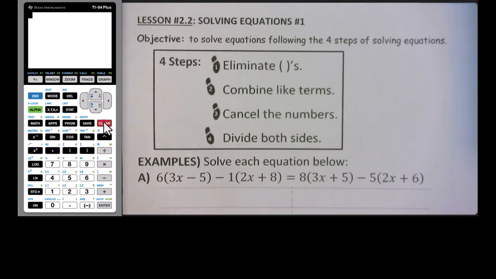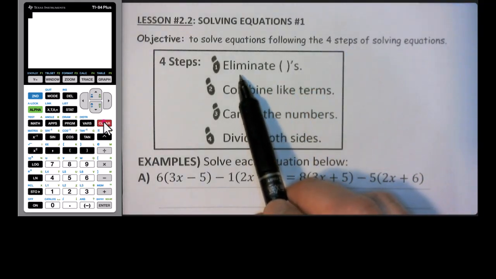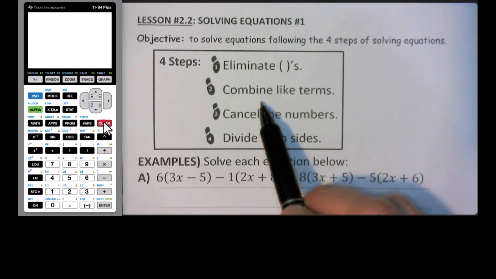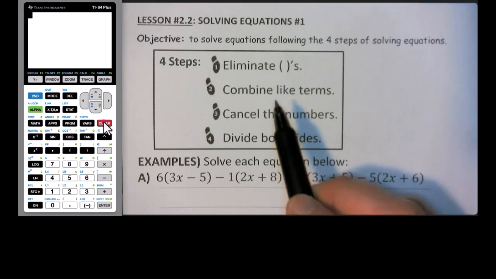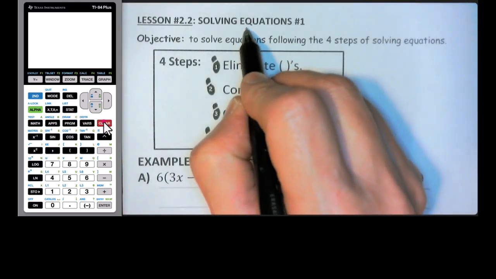So the objective today is to solve equations following the four steps of solving equations. The four steps are: 1. To eliminate parentheses, 2. To combine like terms, 3. To cancel numbers, and 4. To divide both sides. What is an equation?